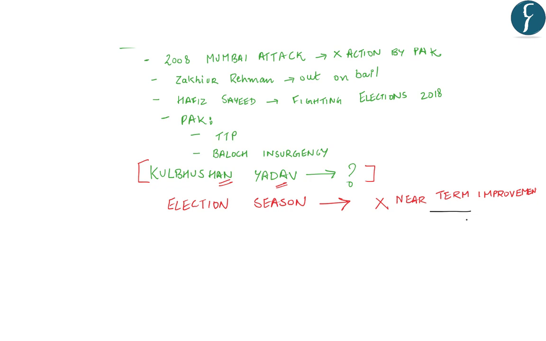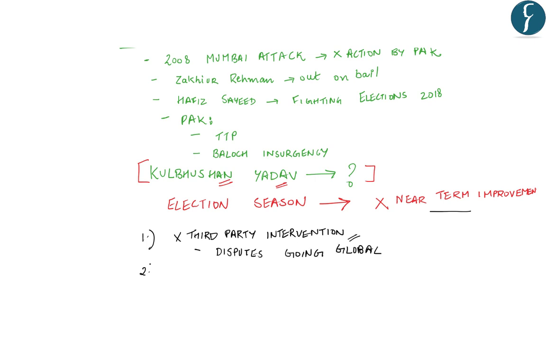But we cannot wait for long, and it's important that relations between the two are normalized soon. Because, first, India has for long opposed any third-party intervention in India-Pakistan relations. But due to lack of dialogue between the two countries, this third-party intervention is increasing with every dispute. Both countries are going to global forums like the UN or the Financial Action Task Force, or to the ICJ for, say, Kulbhushan Yadav, to the World Bank for the Indus Water Treaty, etc. So it's really important that if India does not want any third-party intervention, both countries sit and talk on various issues.